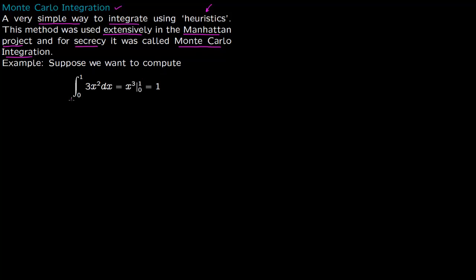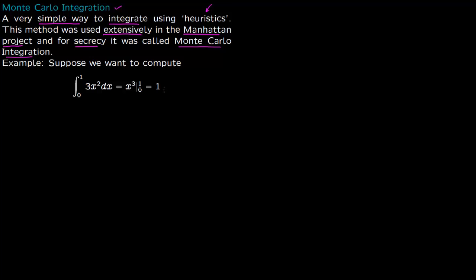Say you want to compute such an integral. This integral, you have 3x squared dx, you compute the antiderivative, and then you go the limit 0 to 1, you get 1. So this is our standard integration using the fundamental theorem of calculus.